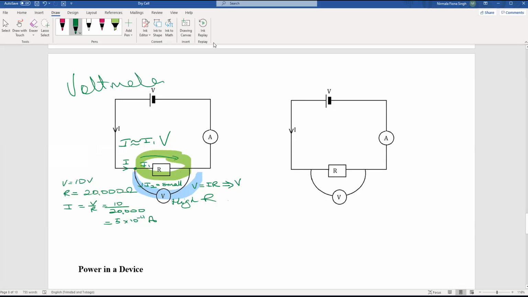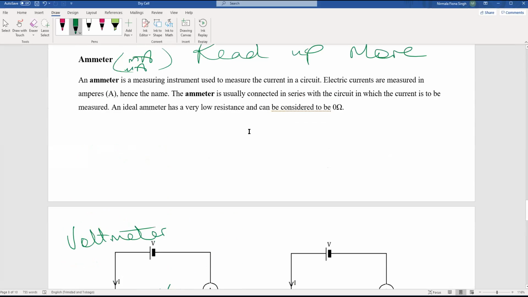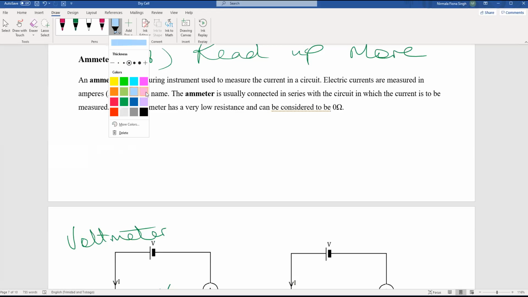And let's look at the ammeter now. An ammeter is a measuring device used to measure the current in a circuit. Electrical current is measured in amps, hence the name. An ammeter is usually connected in series. So note your difference. It is always connected in series with your component. Whatever you are testing, it is in series, meaning they form the same line.